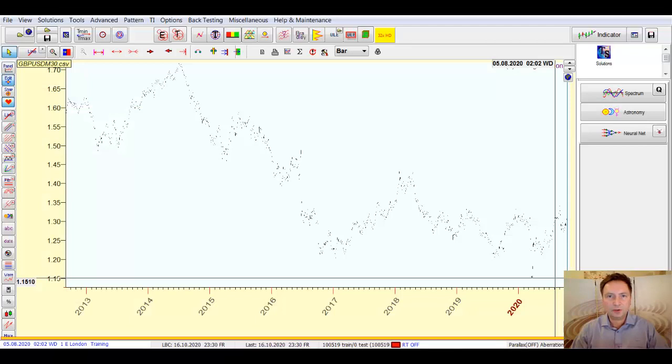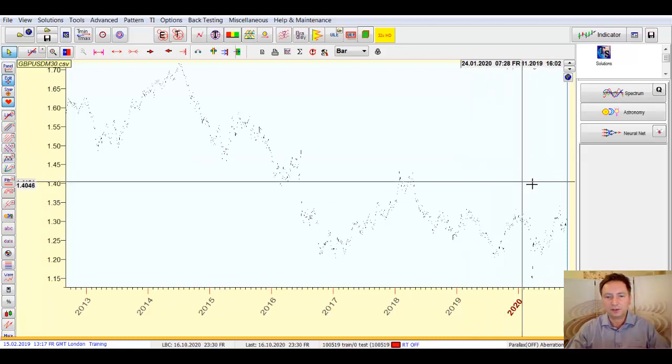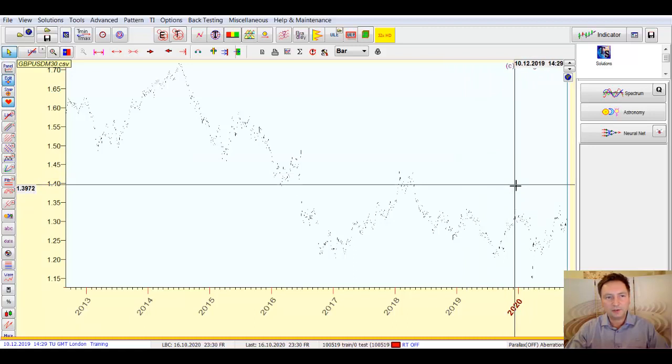With Timing Solution software, we can build a model that shows high volatility hours over a very long time, for example 3000 days. Here is the chart of the pound against the dollar for the last 8 years. 100,000 30-minute candles.